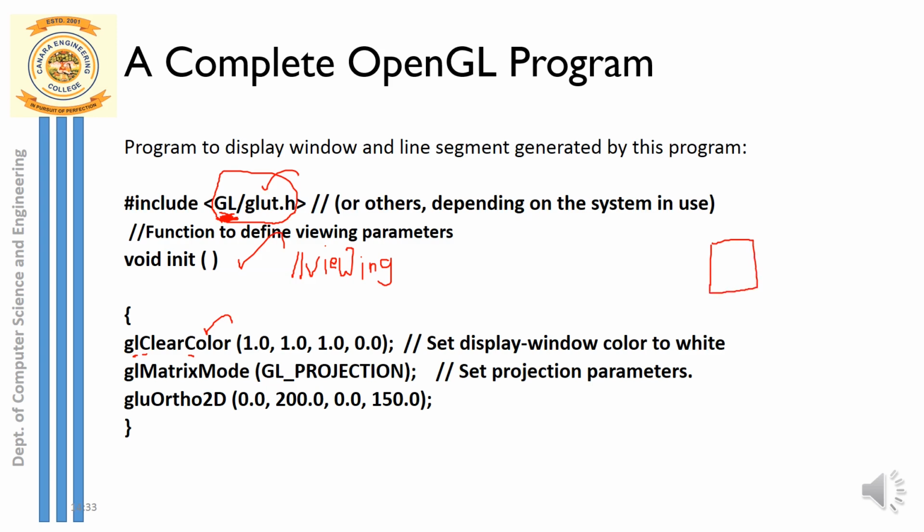of your display window. If this is my display window within my screen or monitor, a rectangular portion, that display window will have a background, and that background by default will be black in color. So if you don't want a black background, you can make it a white background. If at all you want a white background, remember you have to set the color for this white background.